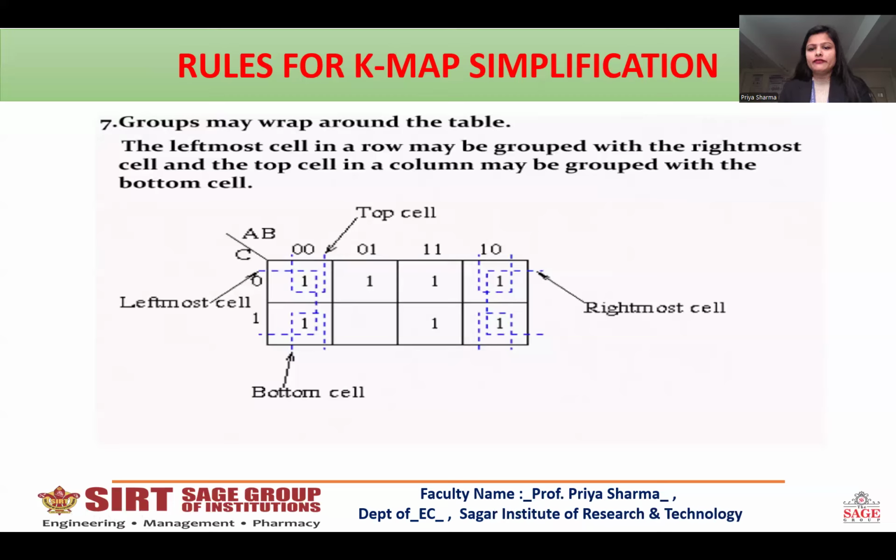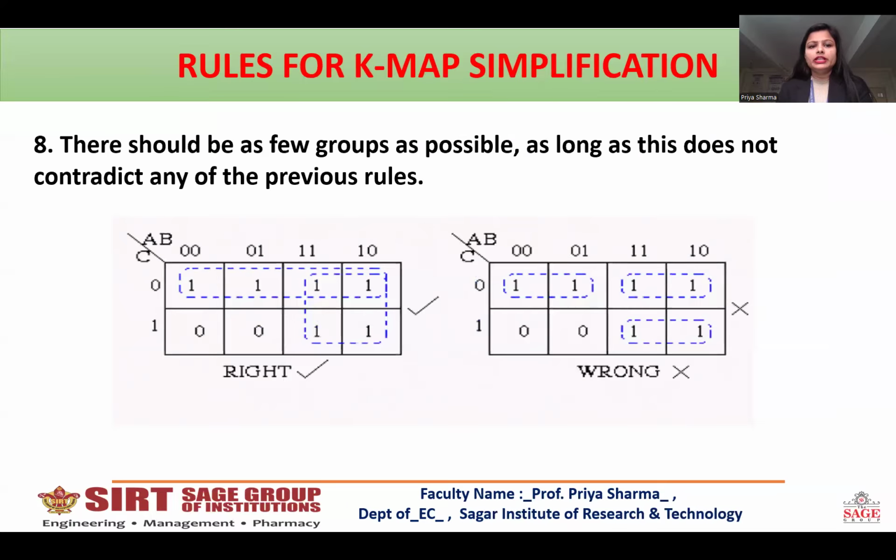You have to look at this also, that the maximum number of ones should be included in a group, and it makes a maximum group by map overlapping. There should be as few groups as possible, as long as this does not contradict any of the previous rules.